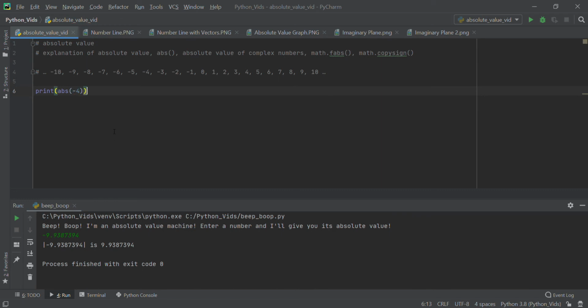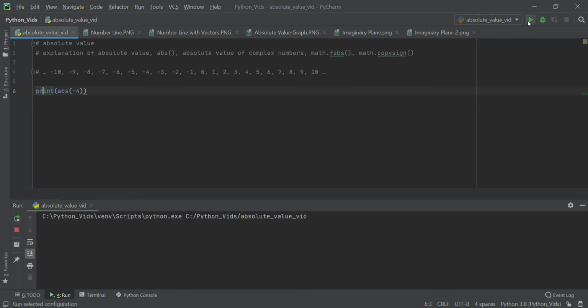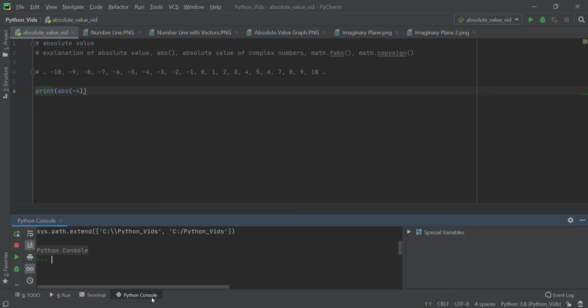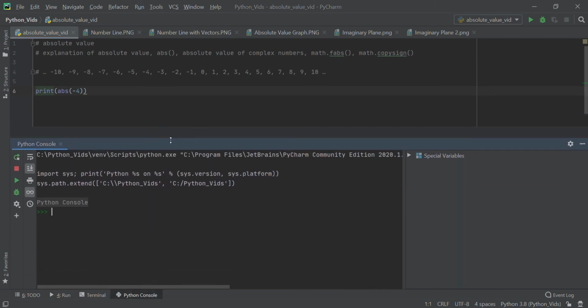So what did I do here? I did abs parentheses just with a -4, just why not, some random number, and then we're going to print it out and we're going to see what it comes up with, and it comes up with 4. And I could keep doing this here with these print statements, but just for ease of reference, I'm going to go to the console instead.